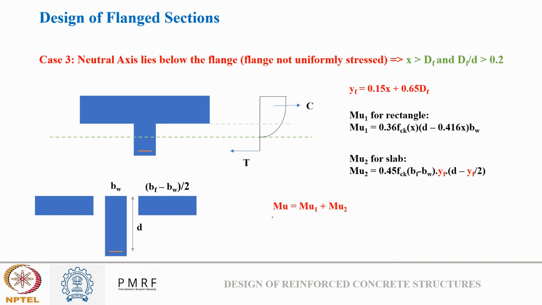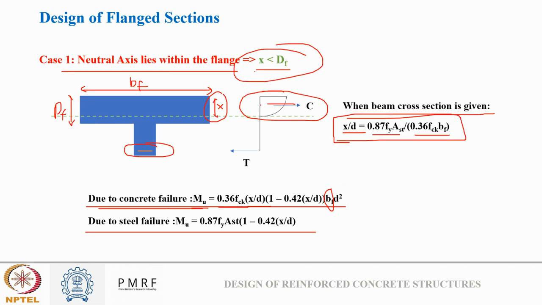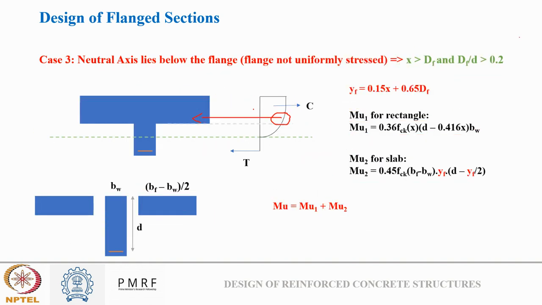And in case 3, what happens? You can see here that this non-uniform part is also coming in the flange portion now. Here, my non-uniform part was not coming in the flange. But now the non-uniform part is also coming in the flange. So this case will occur when my x is greater than Df and my Df by d is greater than that critical value of 0.2.